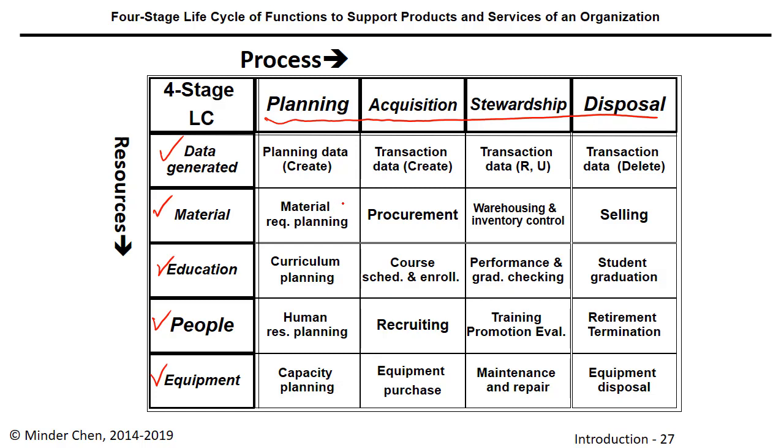Just as an example, material requirement planning is a planning process to help us to plan what will be needed in terms of the material to be used for the future production effort. The acquisition of the material is the procurement function, and monitoring the material and controlling it, that's part of warehousing and inventory control effort. And eventually, once we produce something, we need to sell it. That's considered disposal. So this is how you may use this matrix to describe the 4 types of processes for different kinds of resource that an organization needs to pay attention to.